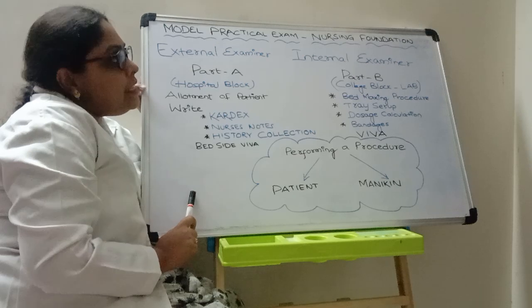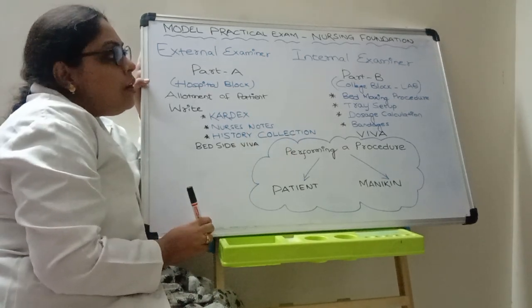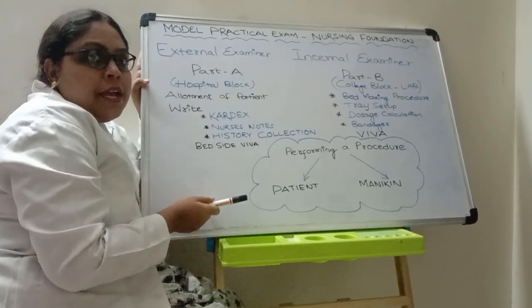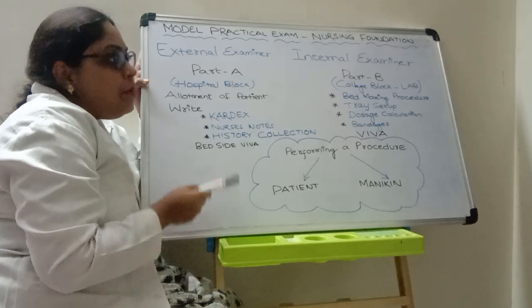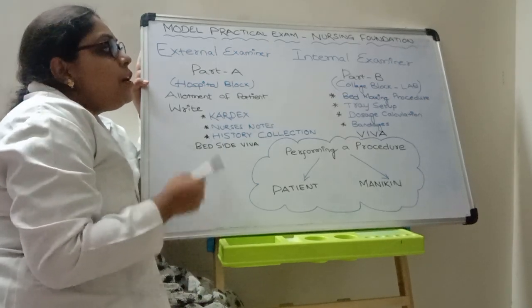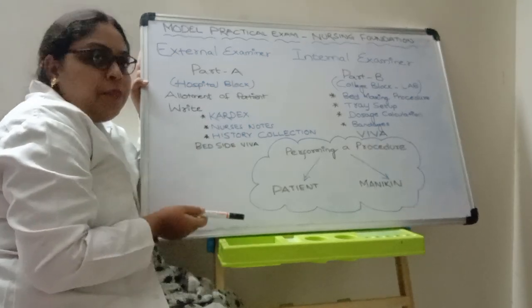The next is Part B, the college block. In the college block, there are 4 sections. What are the 4 sections? Bed making procedure, tray setup, dosage calculations and bandages. You will be allotted one bed making procedure. So what are the types of bed making?